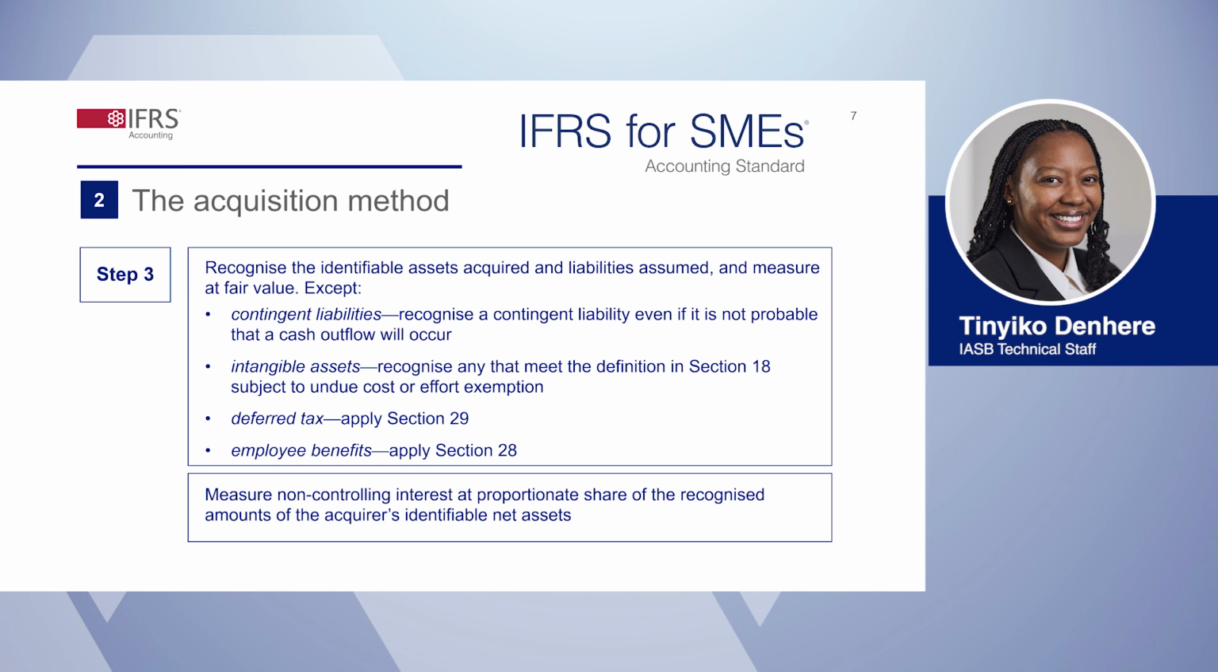Non-controlling interests arise if the acquirer has not acquired 100% of the acquiree. Applying Section 19, an SME initially measures non-controlling interests at the proportionate share of the recognized amounts of identifiable net assets. So this calculation is performed after the acquirer has determined the value to recognize for the net assets acquired.